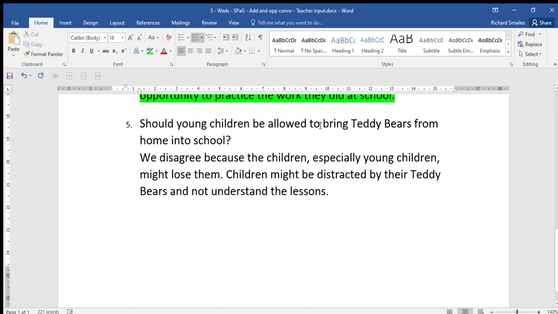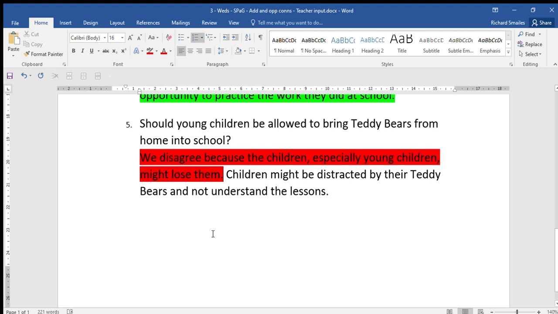Okay, now we will do one more. Should young children be allowed to bring teddy bears from home into school? Remember, it's a yes or no answer. Some people might think yes, others might think no. So, the first sentence, we disagree. In a way, you don't have to read any more of the sentence because they're saying no. But why are they saying no? Because the children, especially young children, they might lose them. Ah, right, that's a very good reason. So this is disagreeing. This is saying no to the question. So therefore, it goes red.